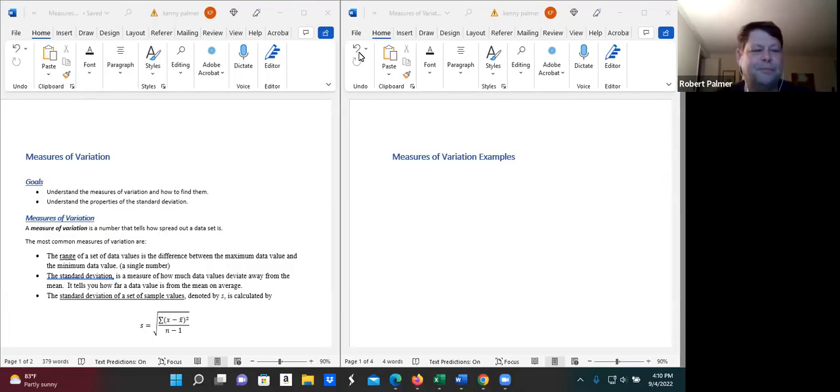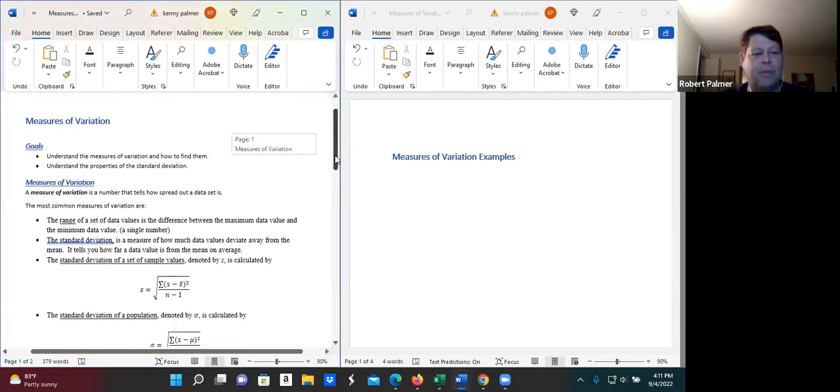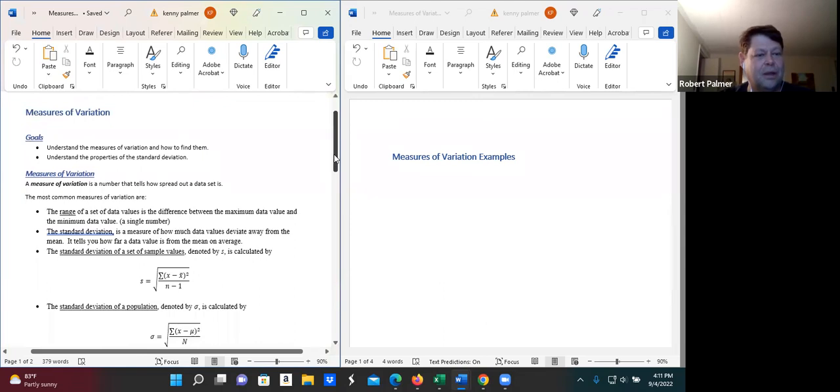Hello, welcome back. So today we want to talk about measures of variation and explain what that means and how we calculate them. So our goals, as it says, are to understand what these measures of variation are, how to find them, and then also understand the properties of the standard deviation, which is probably the most important measure of variation. First off, let's explain the concept.